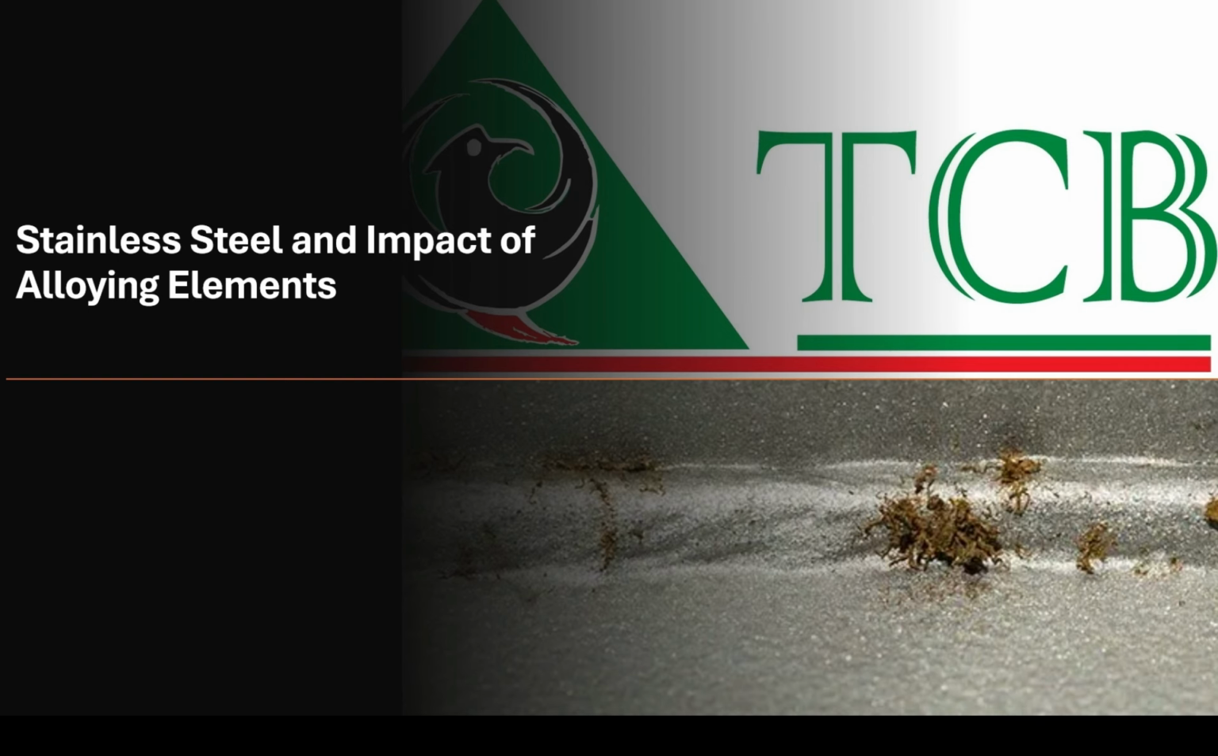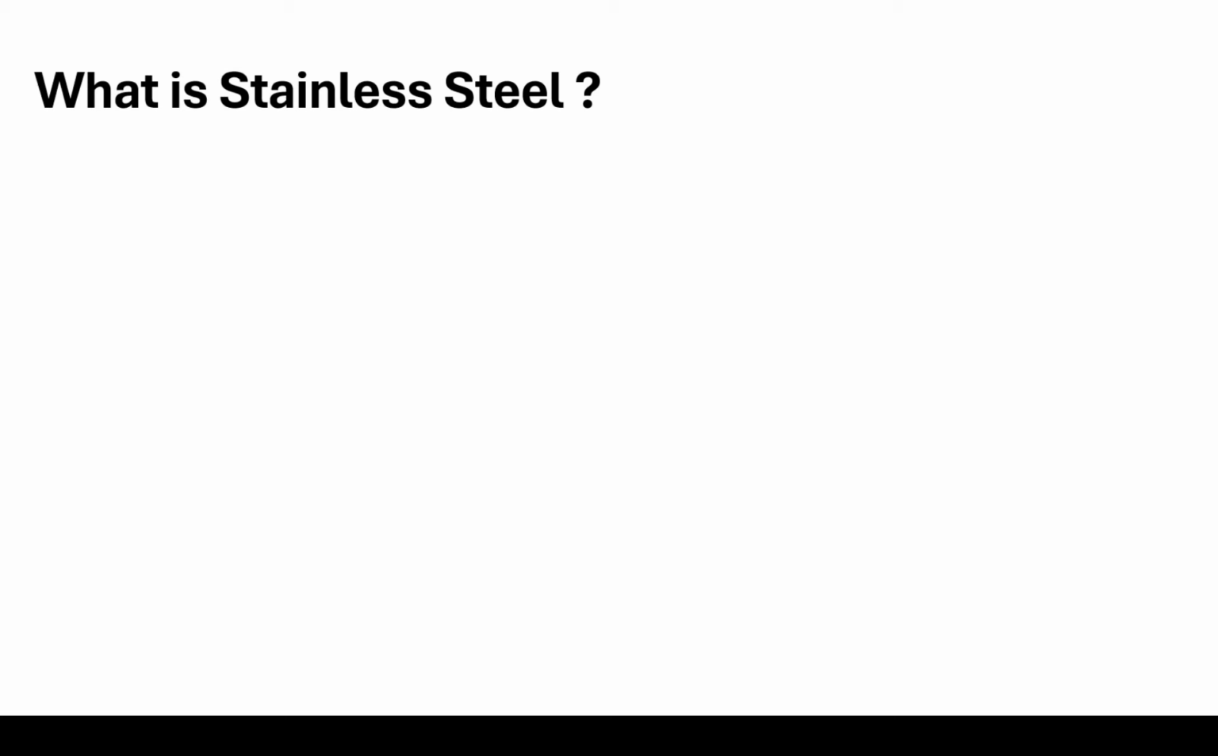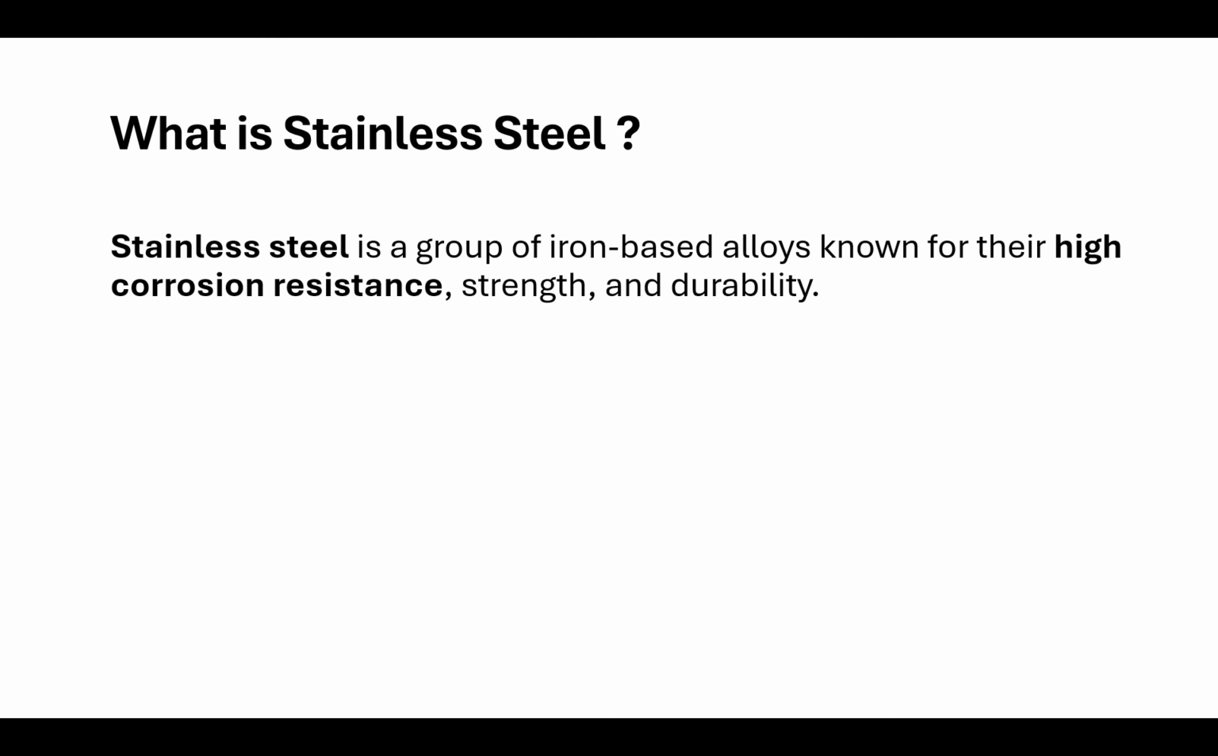So here is my presentation. Stainless steel and impact of alloying elements. What is stainless steel? Stainless steel is a group of iron-based alloys known for their high corrosion resistance. I mentioned they are good for corrosion resistance, strength, as well as durability.